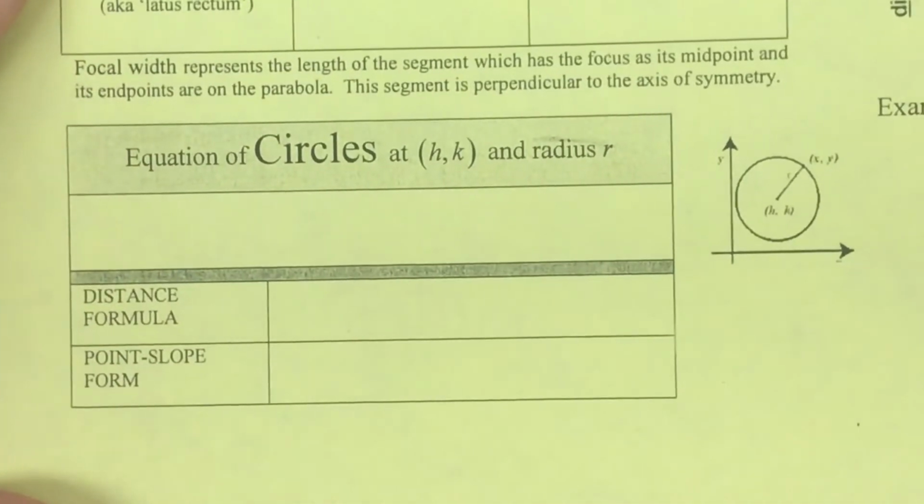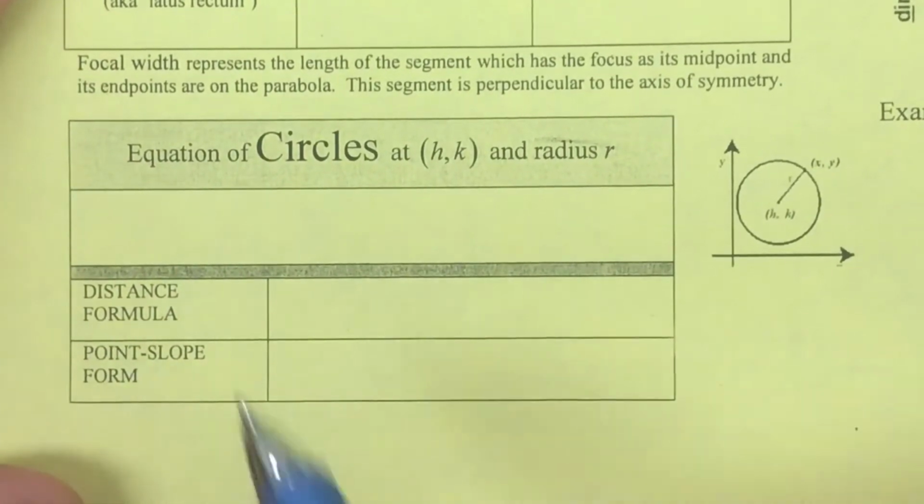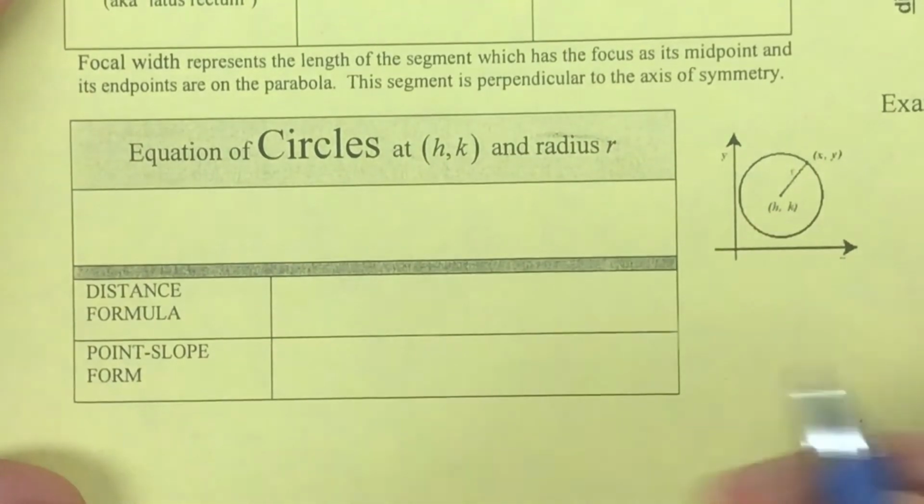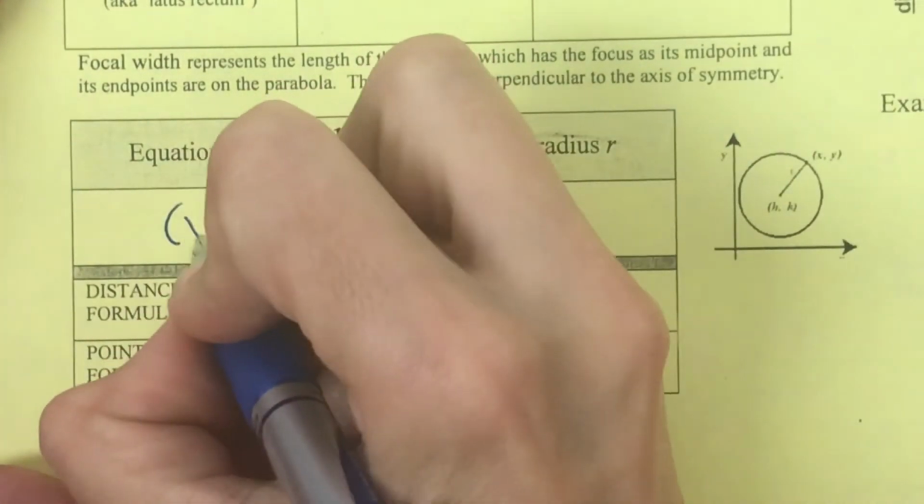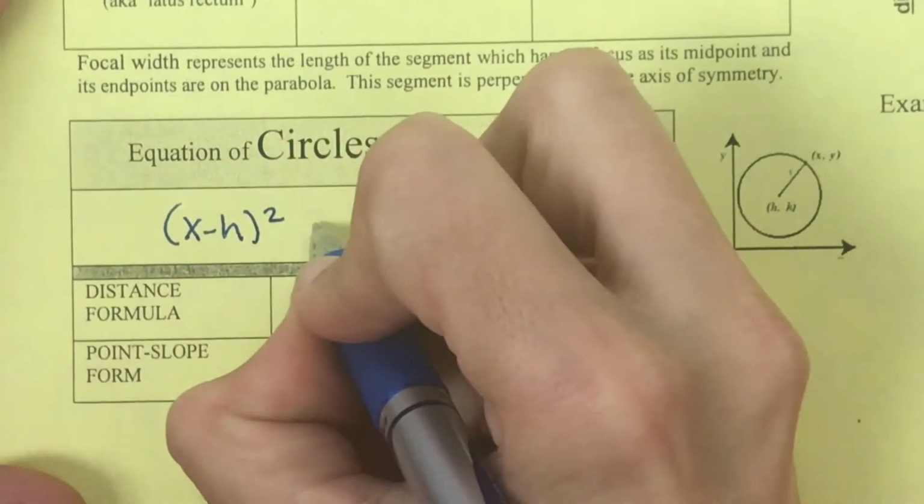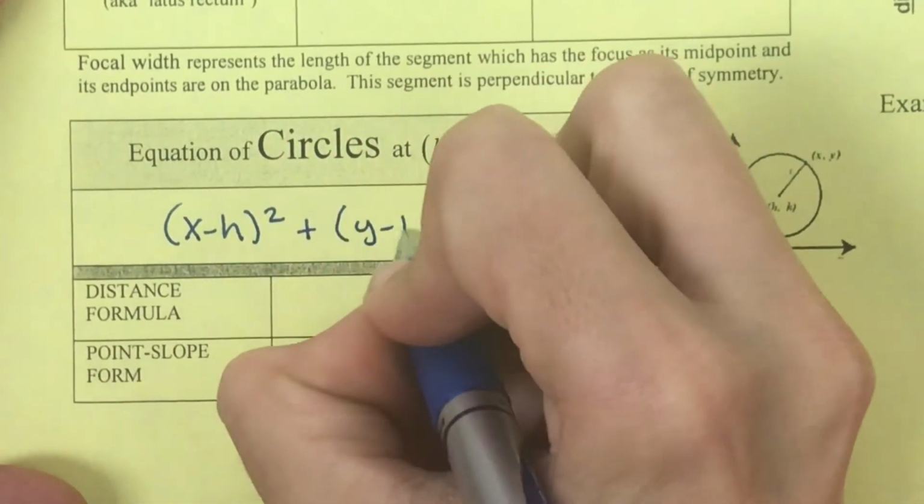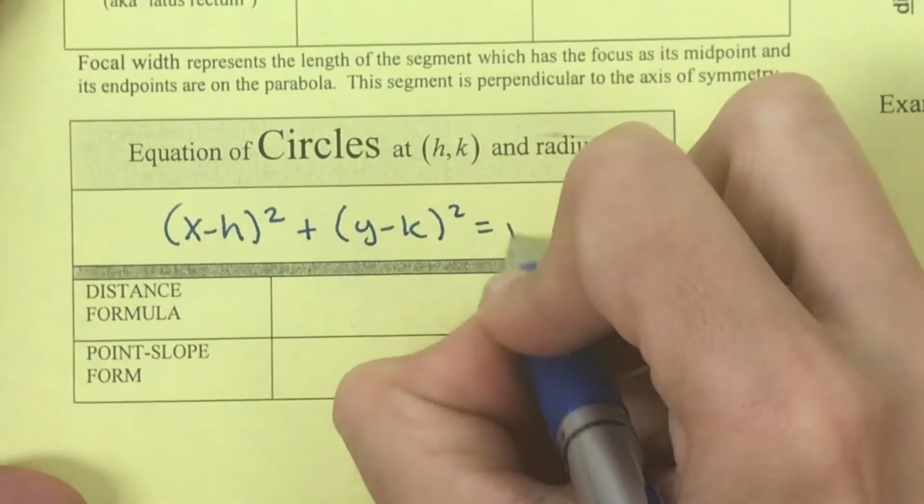And you've learned circles in geometry, so we're going to remind you of the circle formula. But the standard form for a circle is (x minus h) squared plus (y minus k) squared equals r squared.